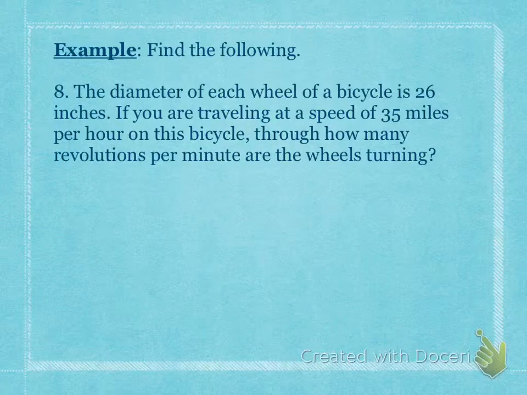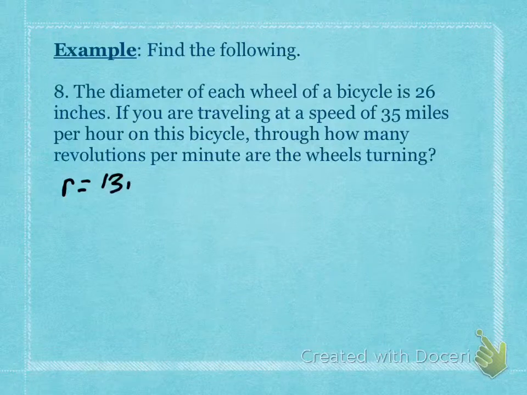Through how many revolutions per minute are the wheels turning? Okay, so that's the revolutions per minute that I just brought up a minute ago. The first thing I want to ask you is what is the radius? 13. Right. We haven't said that, but diameter is twice the radius, something you should remember from geometry. So the radius is actually 13 inches here, so we want to make note of that and be careful we don't make a mistake.